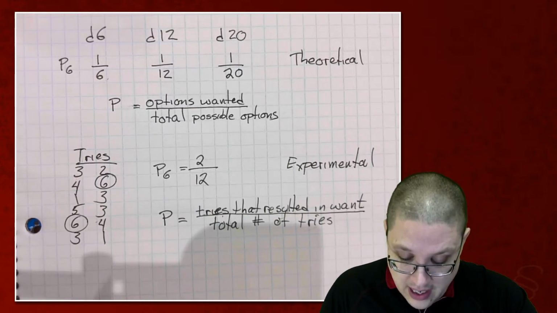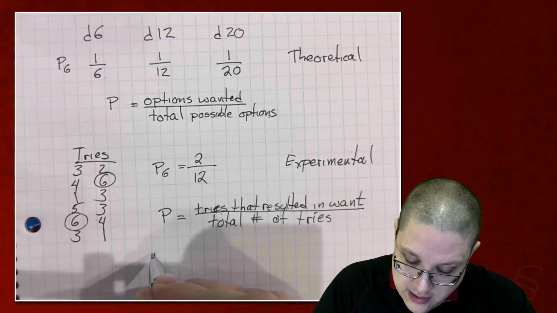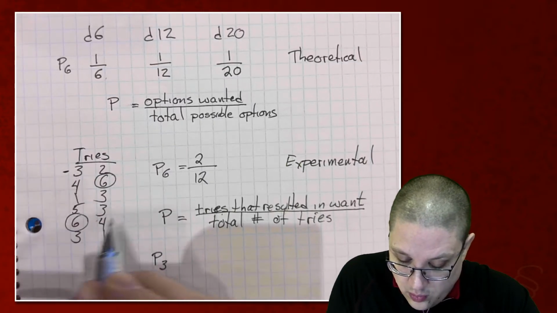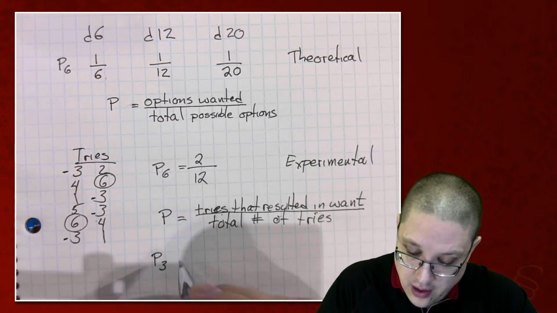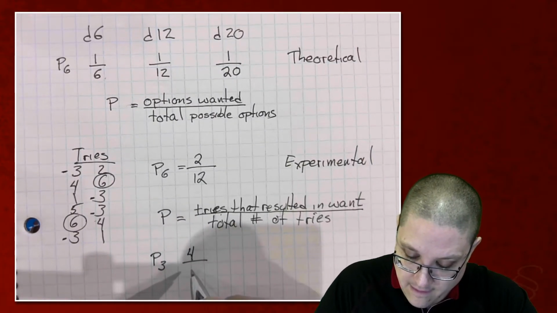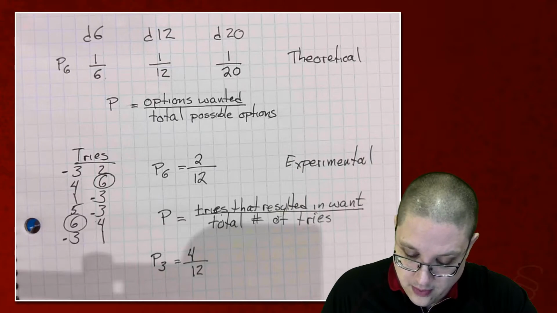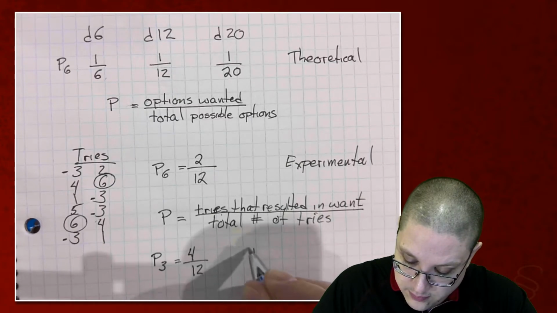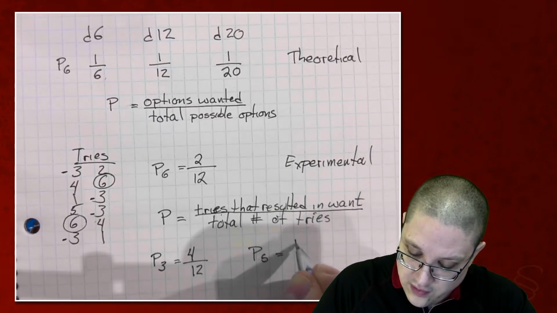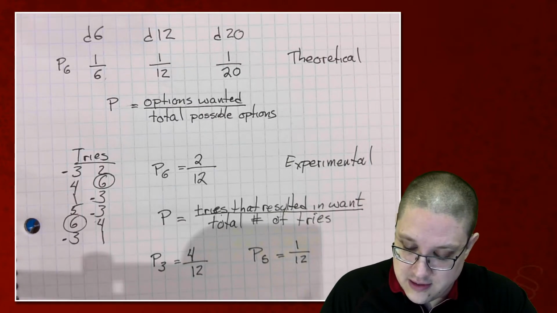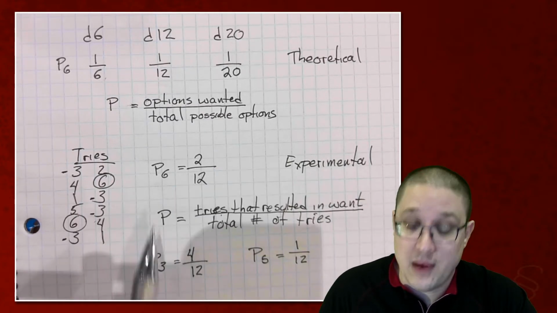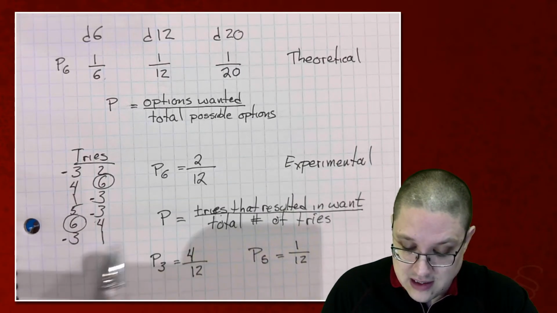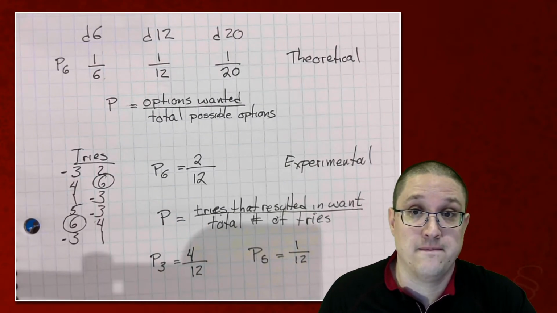However, that does not have to happen. If I say, what's the probability of rolling a 3 based on this data? Well, 1, 2, 3, 4. I got 4 3s, and I tried 12 times. Cool. What's the probability of rolling a 5? Well, there's only 1 5 out of 12 tries. So experimental probability might be different than the theoretical probability because our tries are different there.